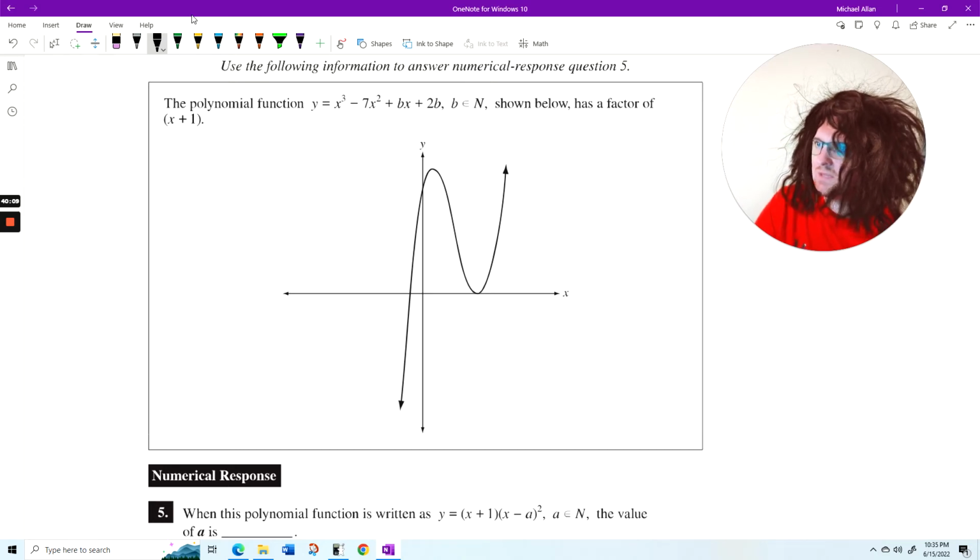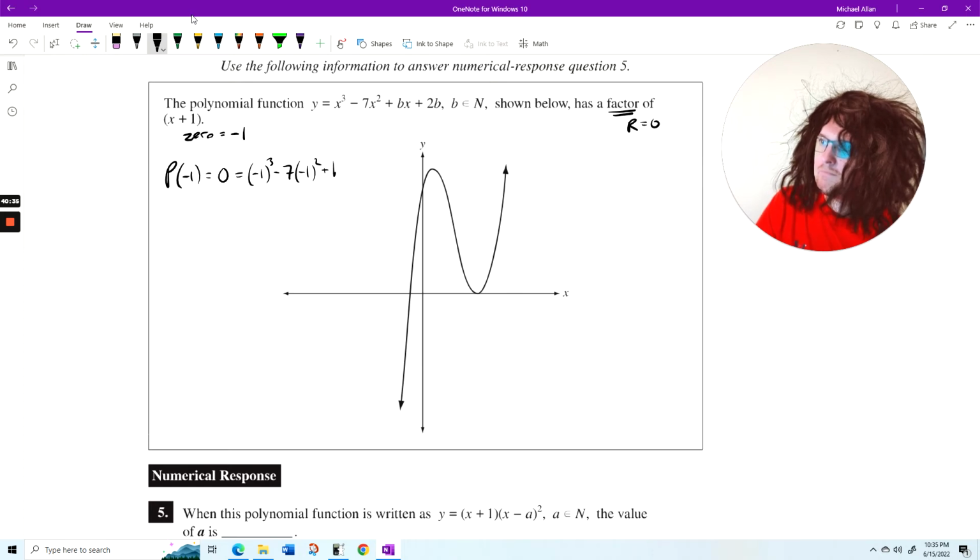So this is my factor. It says it is a factor, so that means the remainder is going to be zero. All right, so my r is equal to zero, my remainder, when my zero is equal to negative one. So according to the remainder theorem, if you put a negative one into this equation, you're going to get a zero out. So whenever I put a negative one into here, times negative 1 plus 2 times b, I need to get 0 out, because that's what this is. This is the remainder theorem. Remainder. Right. So my remainder's got to be 0 when my 0 is equal to negative 1.